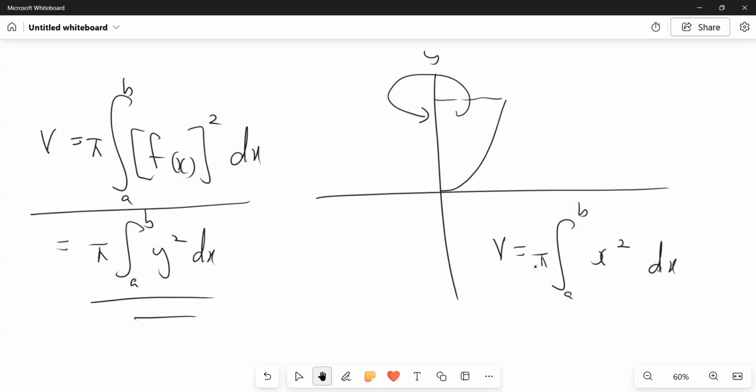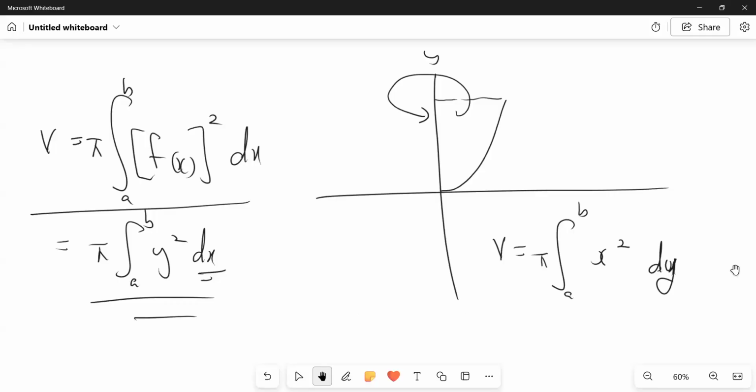So you have to express the curve as x equal to something. I think I made a mistake. This is dy. Down here's dx, down here's dy. So these are the two formulas you will use, depending on whether you are rotating about the x-axis or the y-axis. I'm just introducing this to you.